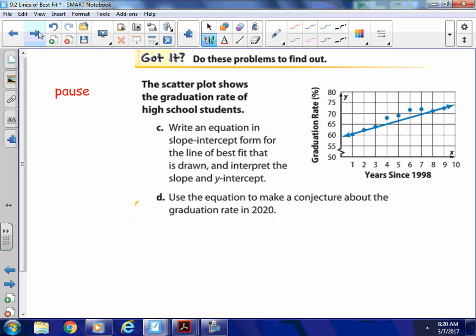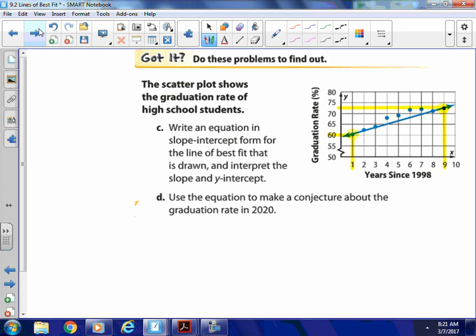All right, let's see if you've got it. We've got a scatter plot here. It shows the graduation rate of high school students. You're going to write an equation in slope-intercept form. Remember, y equals mx plus b. You're going to calculate m, you're going to get b, and you're going to write the equation of the line of best fit. Then when you're done with that, you're going to make a prediction about the year 2020. If you have trouble with this, don't wait for me to do it in the video. Go rewatch the last example, the last 2 examples.